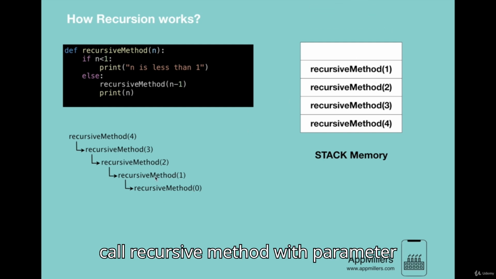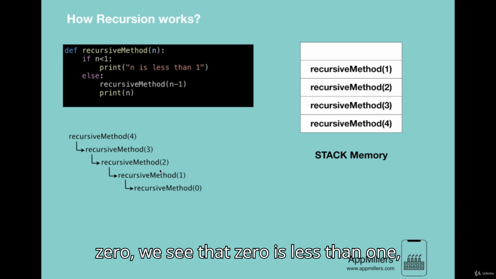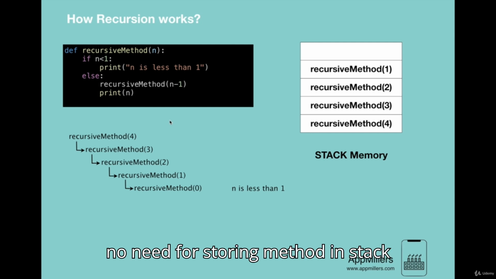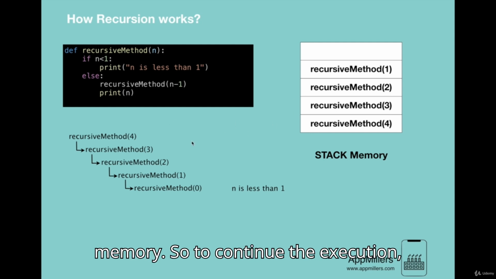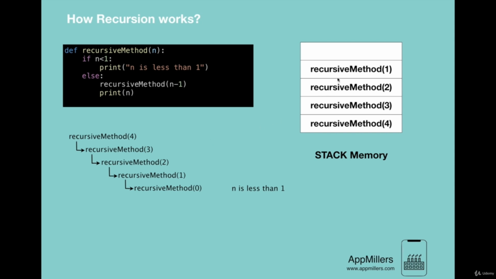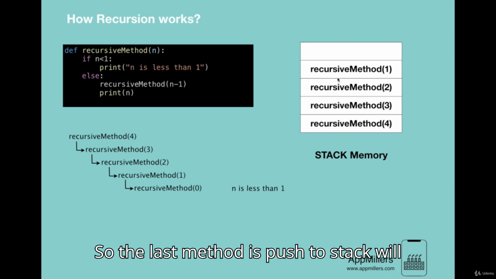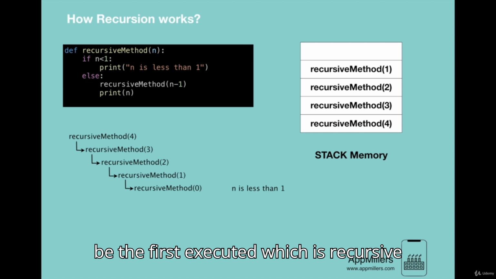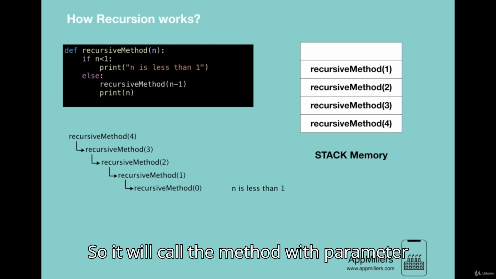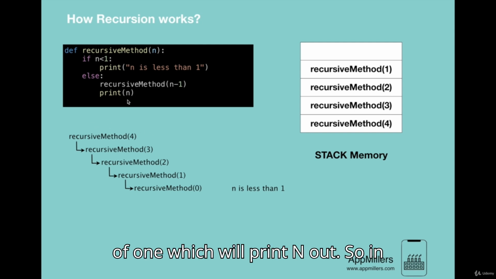When we call the recursive method with parameter 0, we see that 0 is less than 1, so the print statement is executed, and there is no need for storing the method in stack memory. To continue the execution, the system refers to the stack memory again, so the last method pushed to the stack will be the first executed, which is the recursive method with parameter 1 in our case. So it will call the method with parameter of 1, which will print n out.